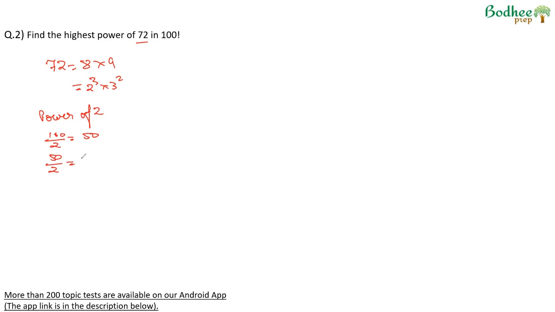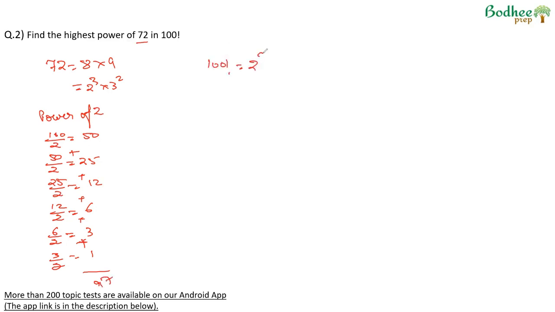100 by 2 is 50, 50 by 2 is 25, 25 by 2 greatest integer function is 12, 12 by 2 is 6, 6 by 2 is 3, 3 by 2 greatest integer function is 1. Further division cannot happen. We add all of these powers. 50 plus 25 is 75, 87, and 10 is 97. Therefore, 100 factorial has 2 raised to power 97 into, now we look at 3.